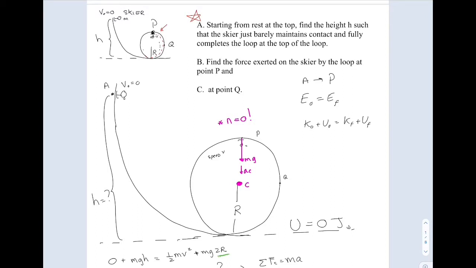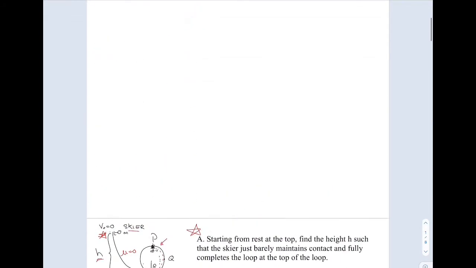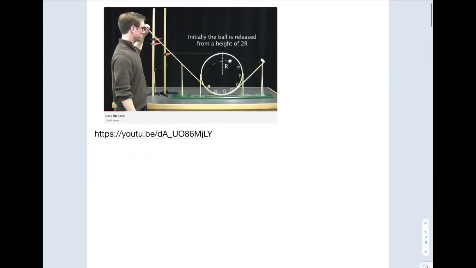But now what I want to ask is, what height h would, let's say, a person, I made this a skier, so this is frictionless, there's no friction, have to start from so that at the top of the loop they just barely maintain contact and fully complete the loop? I think I should have demoed that last time, but if not, you can click on that link.